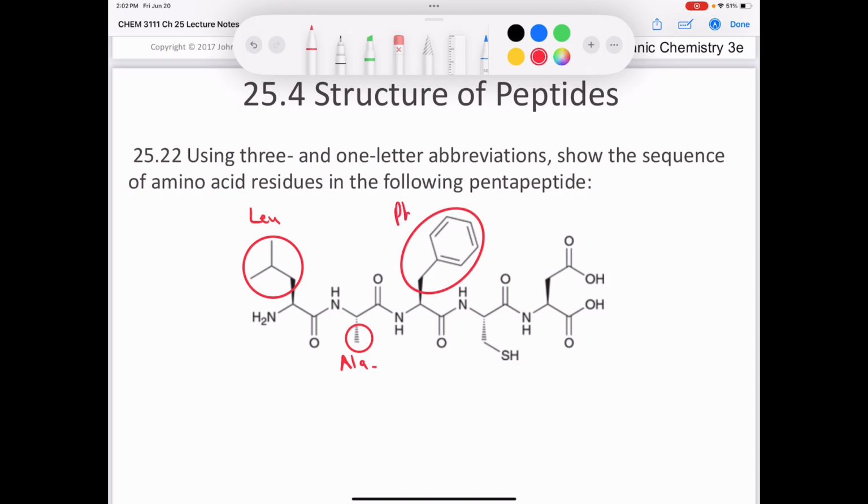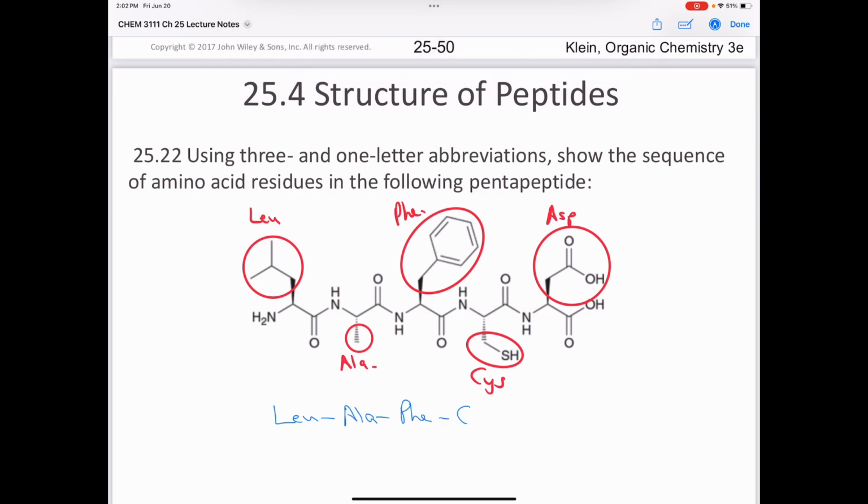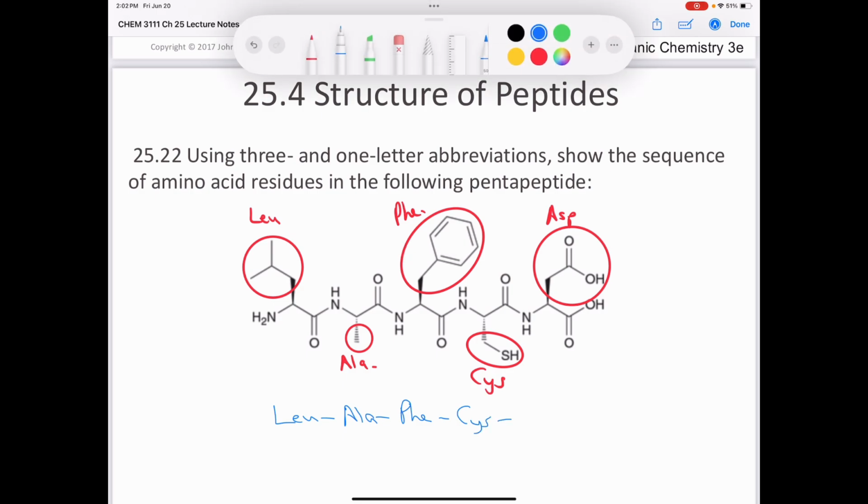So that's a phenylalanine, PHE. Then we have a cysteine, so that's CYS. And then we have an aspartic acid up here. So this is the R group for aspartic acid. Now I have a hard time remembering the one-letter abbreviations sometimes, so I had to look these up. But we could write down the structure of the peptide like this: leucine, alanine, phenylalanine, cysteine, and aspartic acid. There's nothing wrong with that, okay?